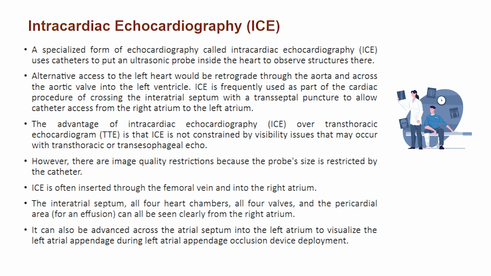ICE is often inserted through the femoral vein and into the right atrium. The interatrial septum, all 4 heart chambers, all 4 valves and the pericardial area for an effusion can all be seen clearly from the right atrium. It can also be advanced across the interatrial septum into the left atrium to visualize the left atrial appendage during left atrial appendage occlusion device deployment.